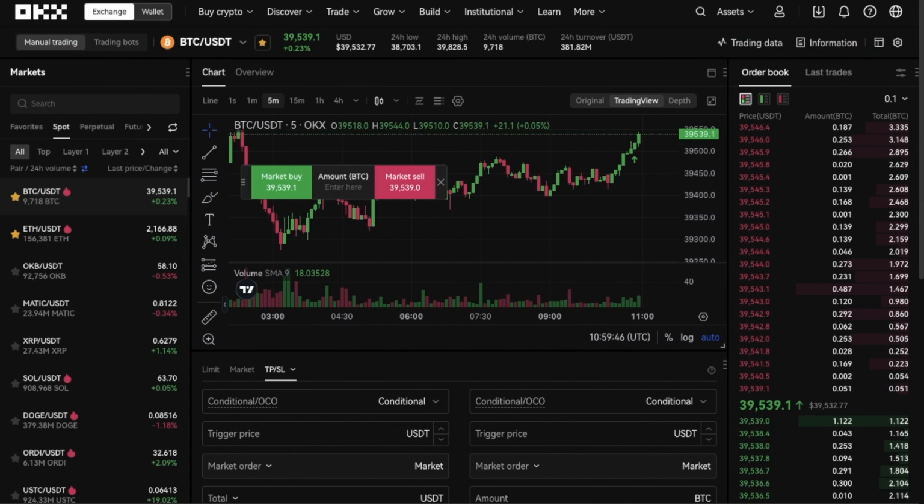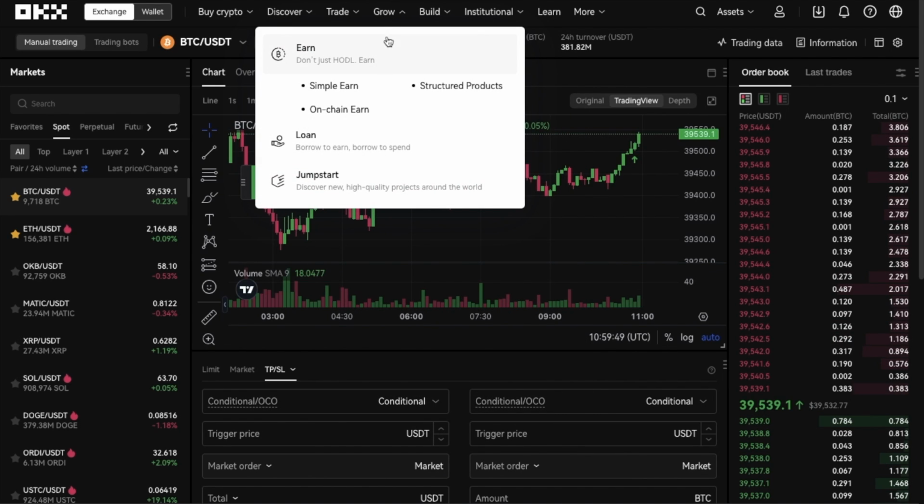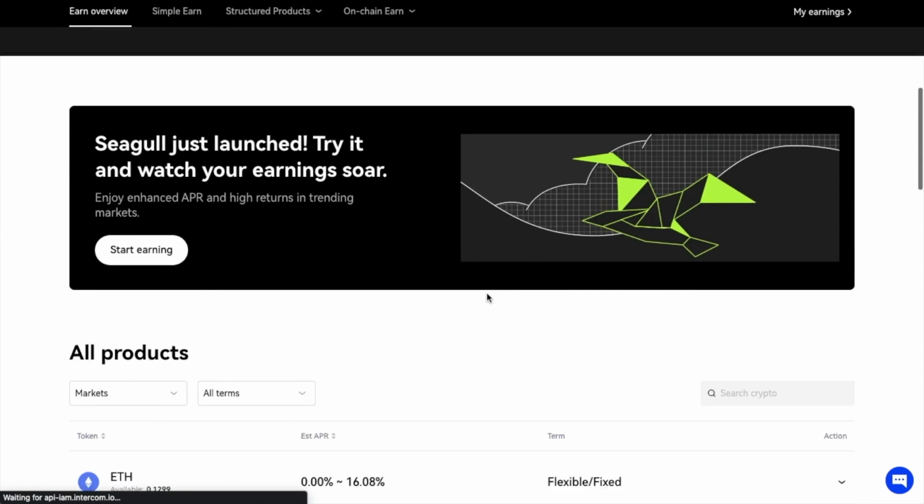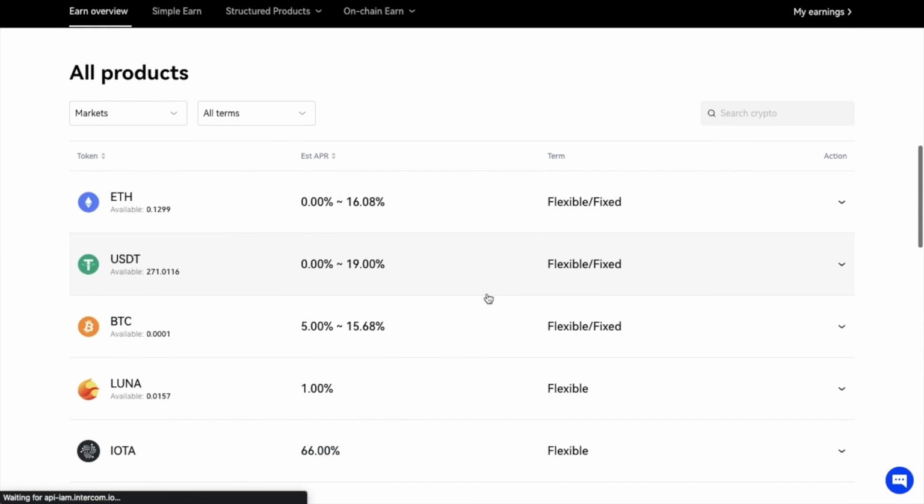But we can also earn with our crypto. So let's select that from the Grow drop-down from the top of the screen. Now this is a way that you can earn interest on your crypto that may just be sat idle in your wallet otherwise. Under the Earn Overview tab, you can then search and find any offers that are available.